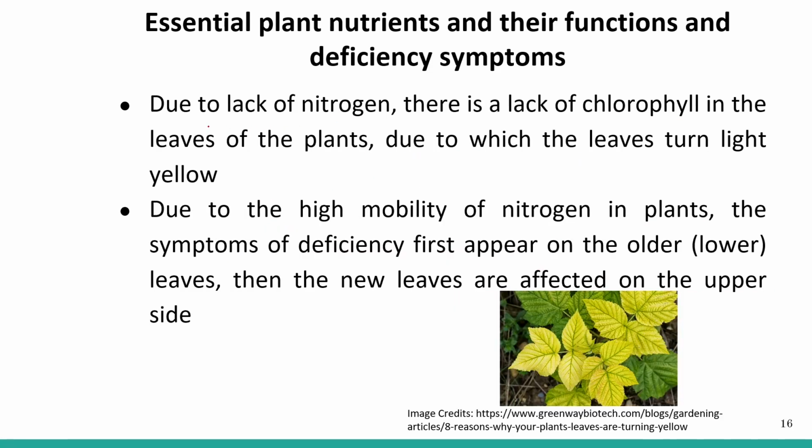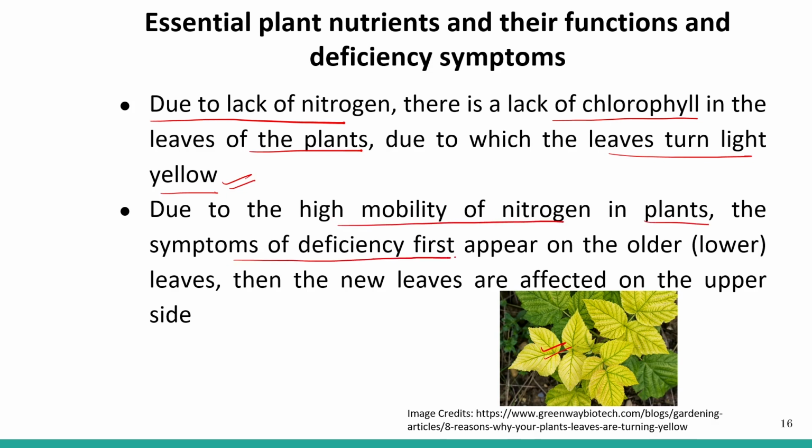Due to the lack of nitrogen, there is a lack of chlorophyll in the leaves of the plants. Okay, so here you can see lack of chlorophyll, it becomes yellow, right? Due to which the leaves turn light yellow in color. Due to the high mobility of nitrogen in the plants, the symptoms of the deficiency first appear in the older, that is the lower leaves, and then new leaves are affected on the upper sides.